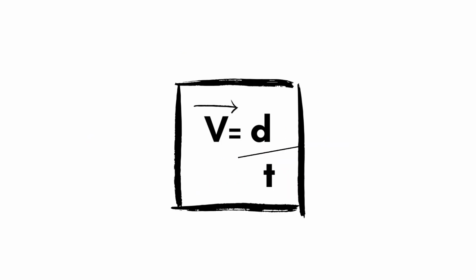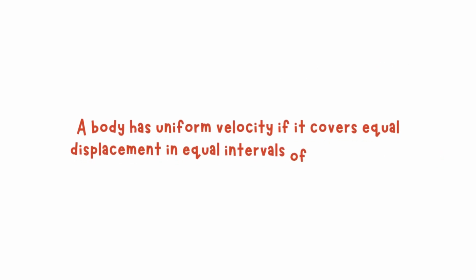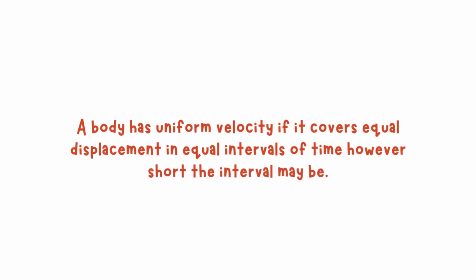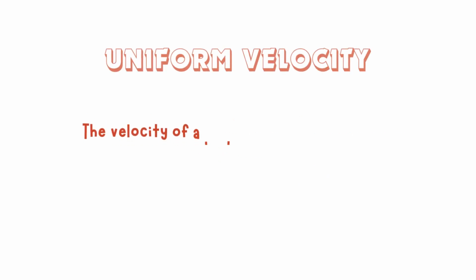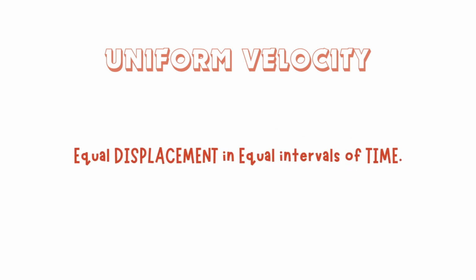Velocity of a body is a vector quantity. It is equal to the displacement of a body in unit time. Here d is the displacement of the body moving with velocity v in time t. In this equation, v is the average velocity of a body during time t. It is because the velocity of the body may be changing during the time interval t. However, in many cases the speed and direction of a body does not change. In such a case, the body possesses uniform velocity. That is, the velocity of a body during any interval of time has the same magnitude and direction. Thus a body has uniform velocity if it covers equal displacement in equal intervals of time, however short the interval may be.